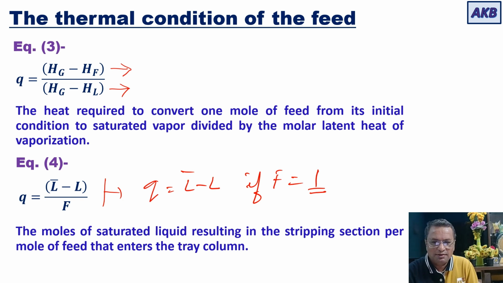So there are two ways in which parameter Q can be defined. One is the heat required, as per equation number 3: the heat required to convert 1 mole of feed from its initial condition to saturated vapor divided by the molar latent heat of vaporization. And as per equation number 4, it is the moles of saturated liquid resulting in the stripping section per mole of feed that enters the tray column.